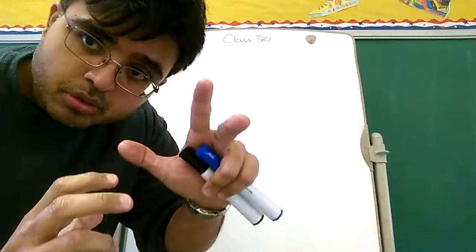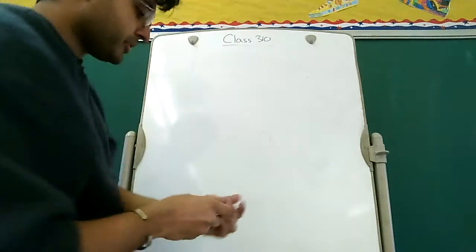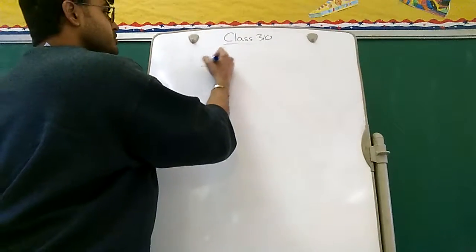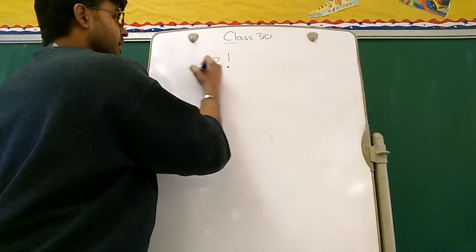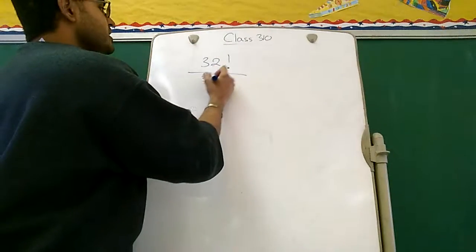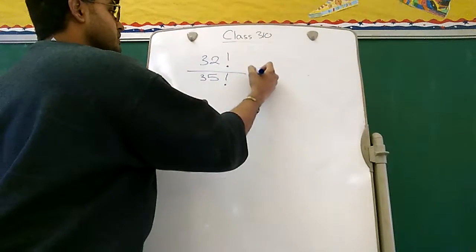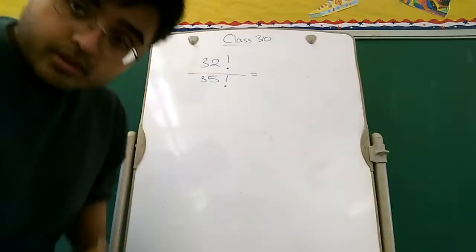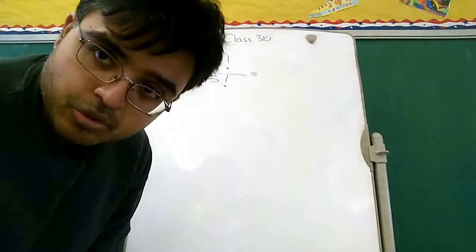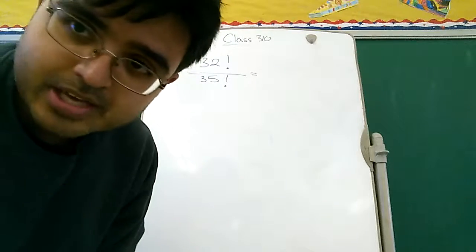Let us do big number factorials, except I'm going to reverse the order. I'm going to do a small factorial, like 32 factorial, and I'm going to divide it by a larger factorial. Let's say 35 factorial. We got a problem over here. A small factorial divided by a large factorial. How do we do this? This is how we do it.